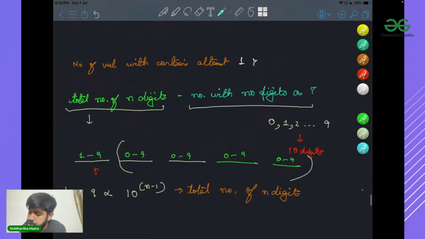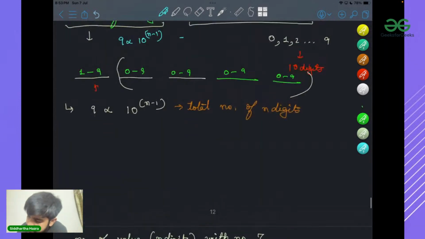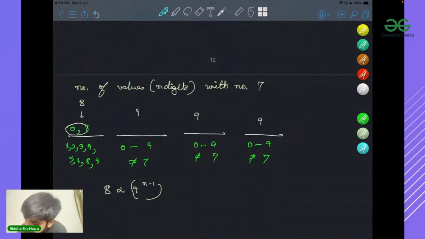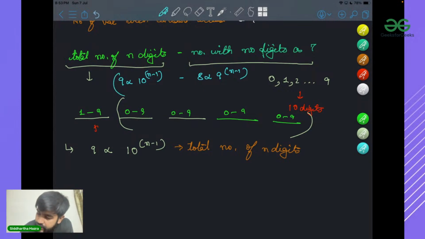So basically the solution to this problem is simply 9 multiplied by 10 raised to the power n minus 1, minus 8 multiplied by 9 raised to the power n minus 1. Fair enough? So this is basically the solution. Now, am I clear with this idea or not? Give me a quick one.